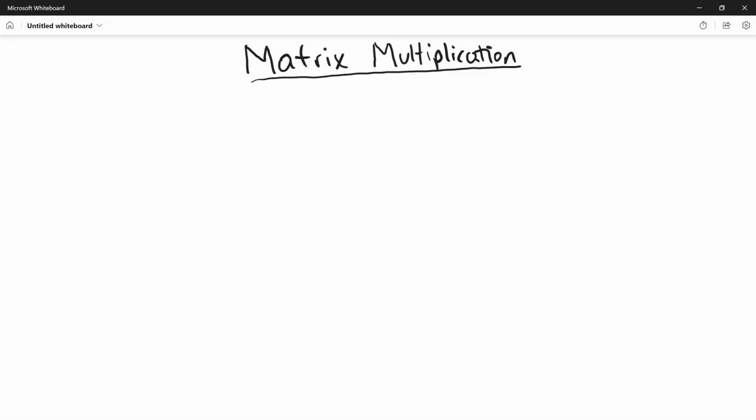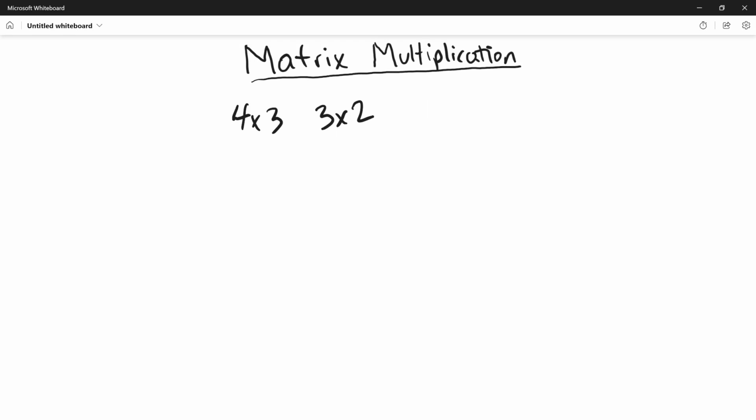Let's start off by talking about when you can multiply two matrices, because you can't just multiply any matrix by any matrix. There's a very specific way that you've got to do it. The easiest way I found is writing the dimensions of each matrix next to each other, like so. Let's say I have a 4 by 3 matrix and a 3 by 2 matrix.